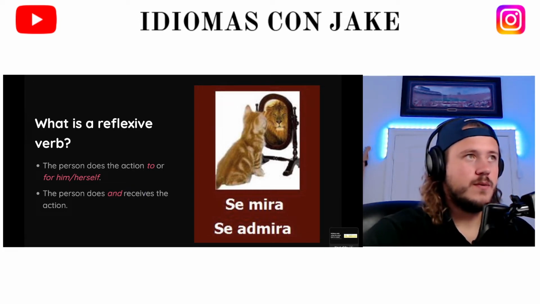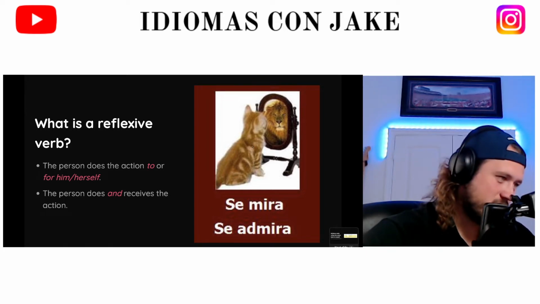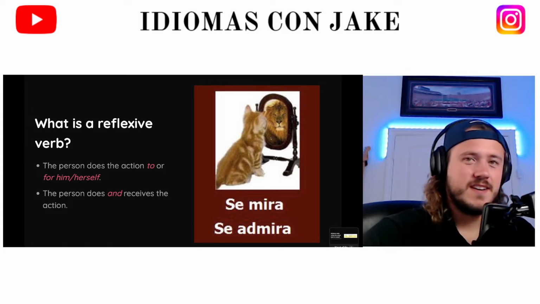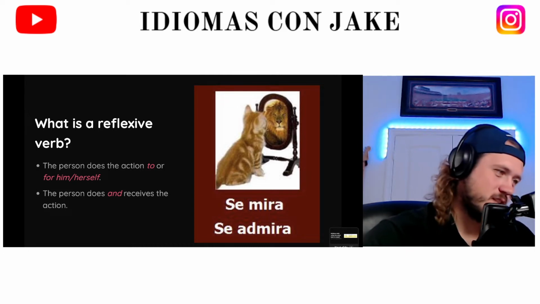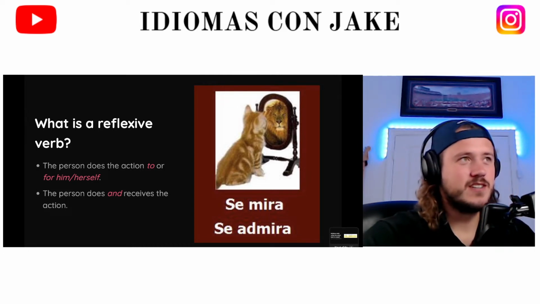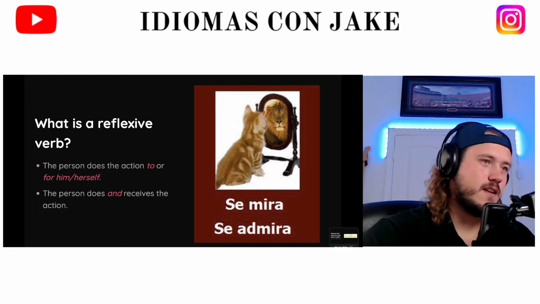All right, so I want you to look at this. Se mira. This kitty here in this picture is the one who's doing the looking. He's also the one that's getting looked at. So se mira, he looks at himself. Y se admira, he admires himself. You see the big lion in the mirror. Kitty's looking at himself. He's the one doing the looking. He's also the one who's getting looked at.